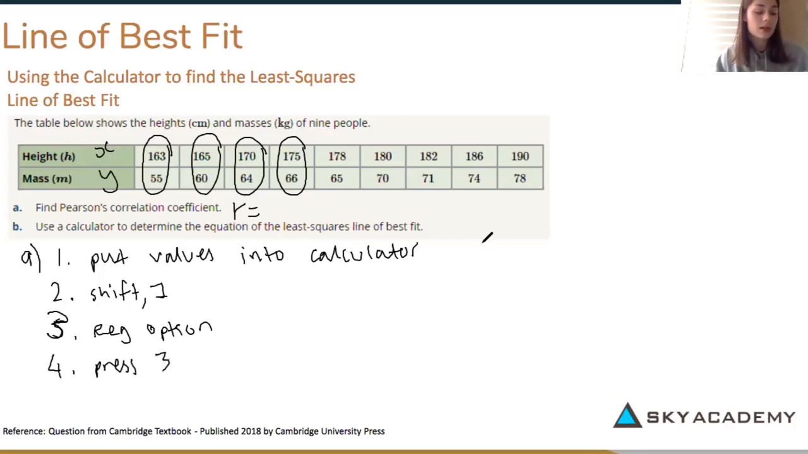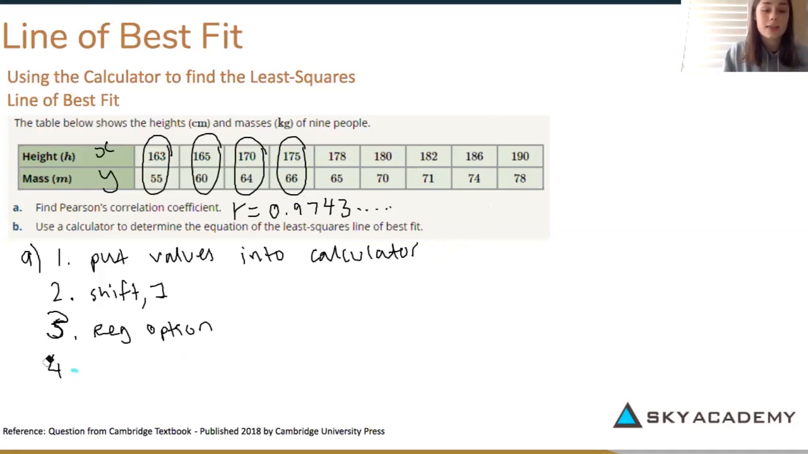Once you press 3, press equals, and it should give you 0.9743. I'm just going to do that. There were more values after it, but I'm just going to round to that. So that's how we find Pearson's correlation coefficient using those 4 steps there.